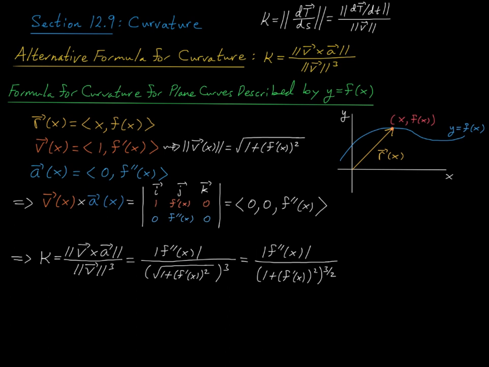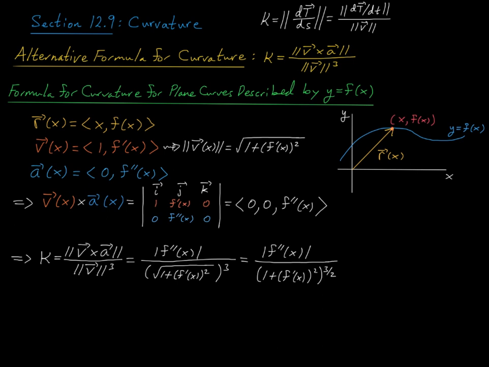Now downstairs I have the magnitude of v cubed. Now up here I just noted that the magnitude of v, well, that's just the root of the sum of the squares of the components of v, so that's the square root of 1 plus f prime of x squared. So down here I want that cubed, and if you cube a square root, that's equivalent to just putting this expression to the 3/2. All right, great.